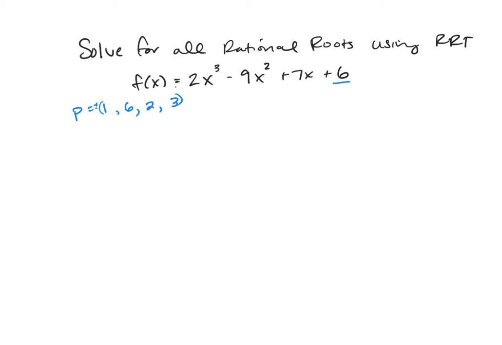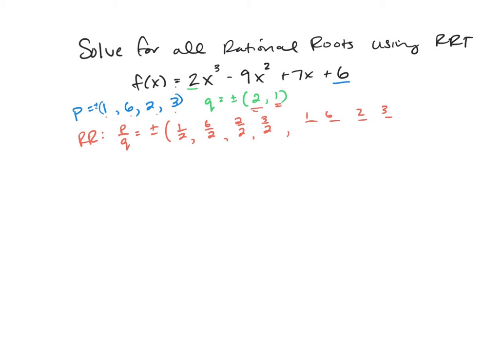I'm going to move on to Q, which is all of the factors of the A coefficient, which again are also plus and minus, and in this case I've got 2 and 1. Then for the actual rational roots theorem, for all of the rational roots, they are the combinations of P over Q. So again, we've got plus or minus for everything, and I'm going to go through them systematically and put each of these over 2. So I'm going to go 1 over 2, 6 over 2, 2 over 2, and 3 over 2. Then I'm going to go back and put again 1, 6, 2, and 3 over the other possible Q factor. So I'm going to get this list of 8.